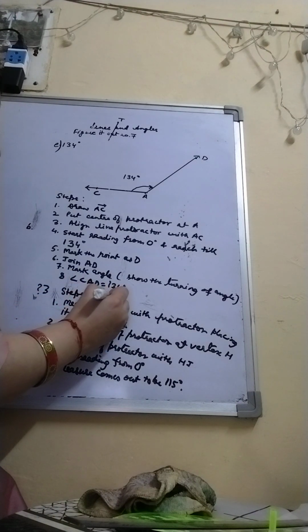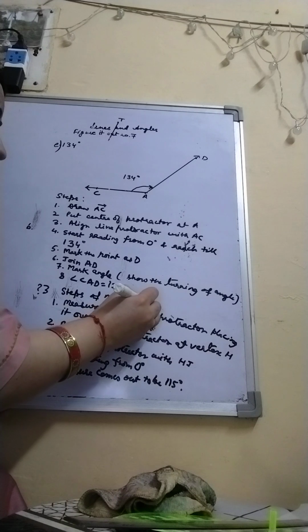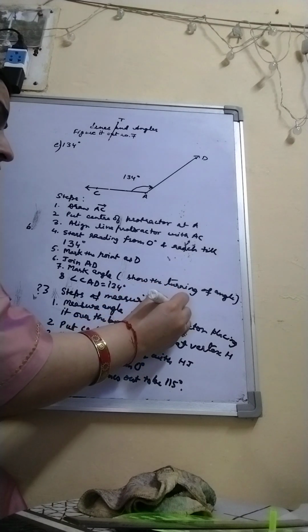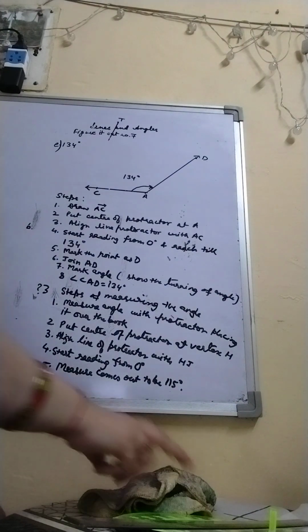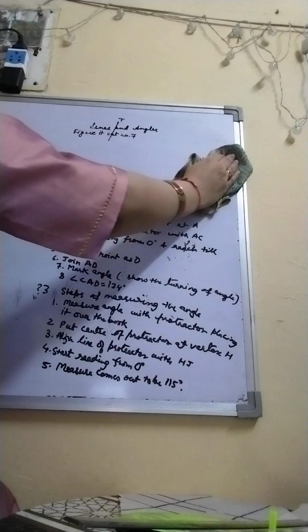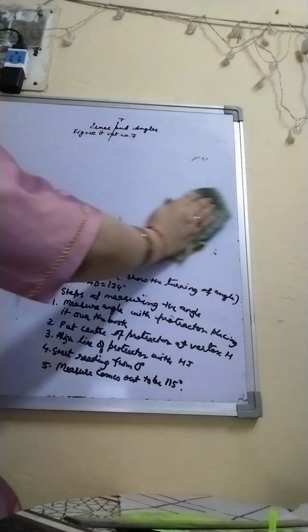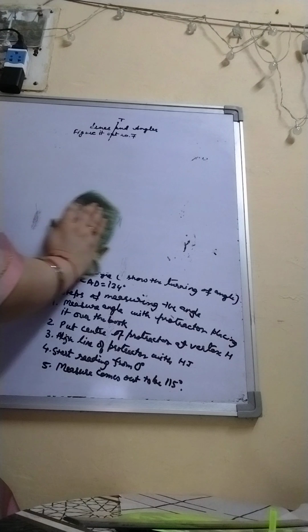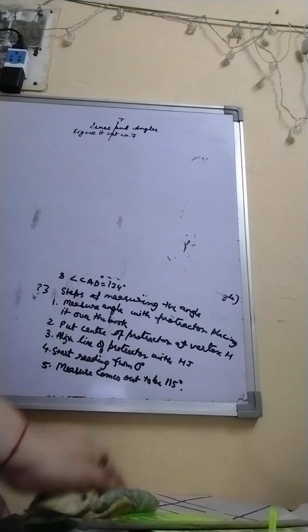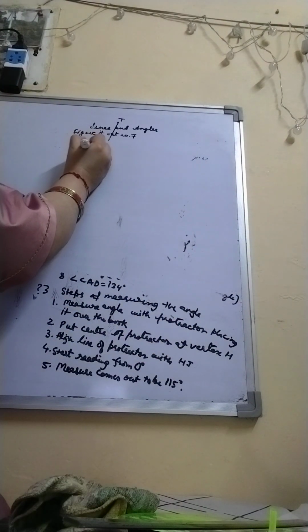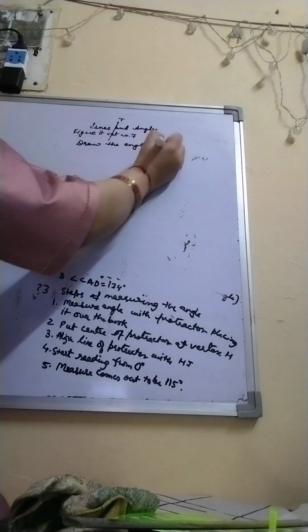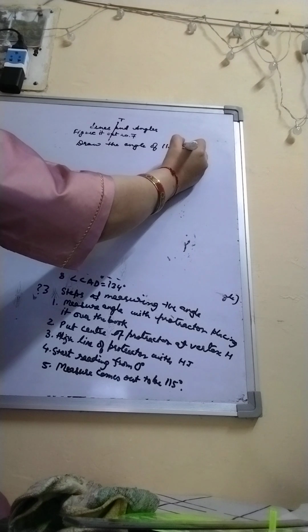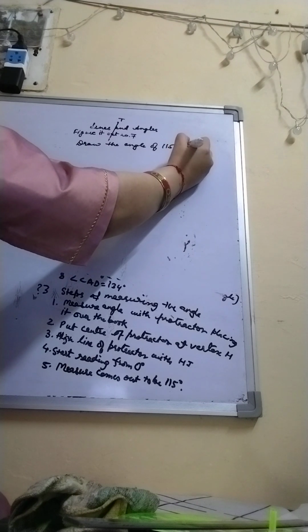Steps of measuring the angle. Okay, so this is the first set of steps that you have to do, measure the angle. Now we have got the measure of the angle. Now what will we do? We would draw the angle of 115 degree in the notebook.